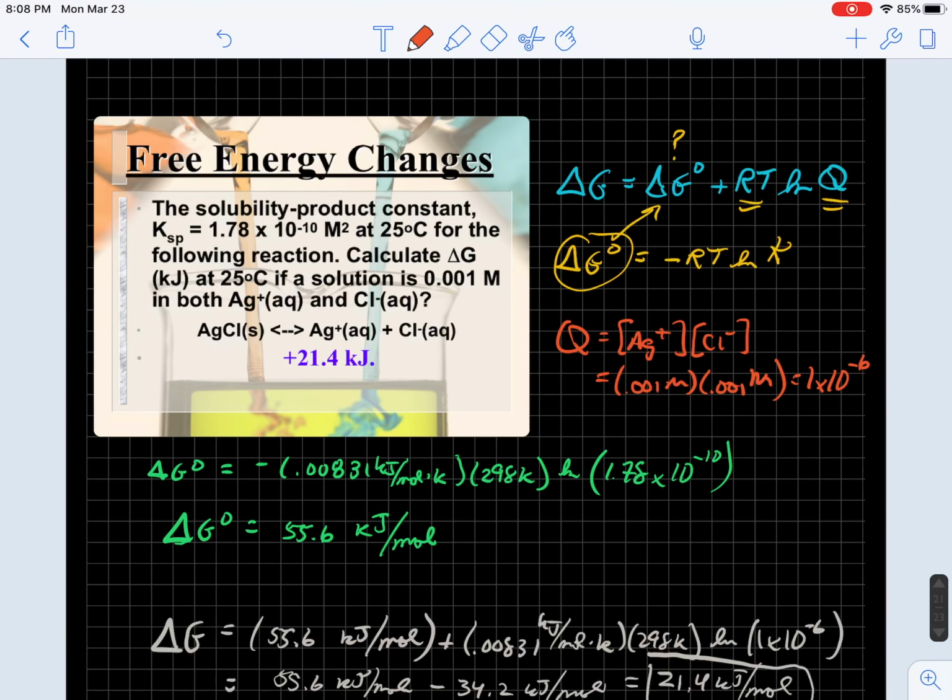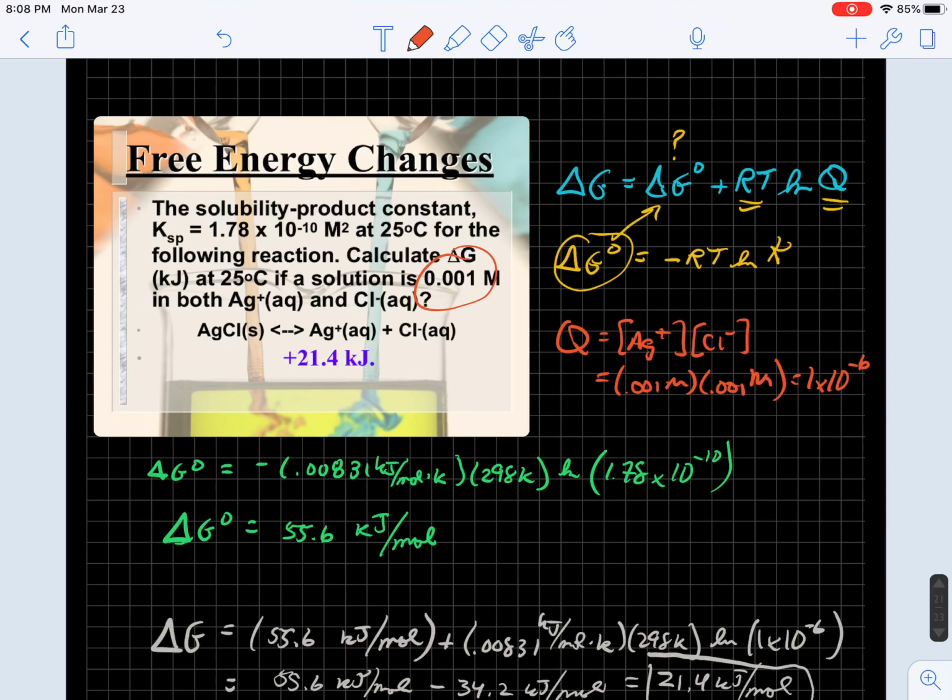On the second problem, they give us Kp and they ask us to calculate delta G for the conditions. So they're implying a Q here because they're giving us concentrations that we know are not going to multiply out to be 1.78 times 10 to the minus 10. So the equation would be delta G is equal to delta G naught plus RT natural log of Q, but they didn't give us delta G naught. So we're going to have to figure out delta G naught. And we can do that by substituting into negative RT natural log of K.